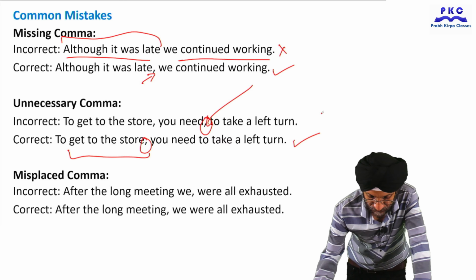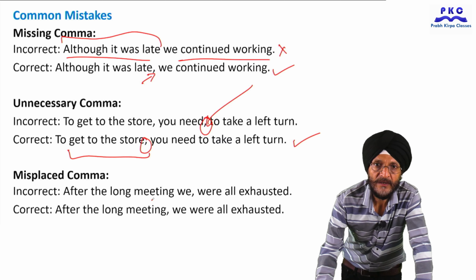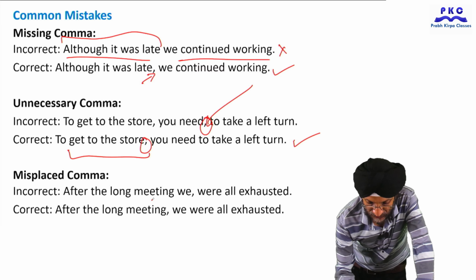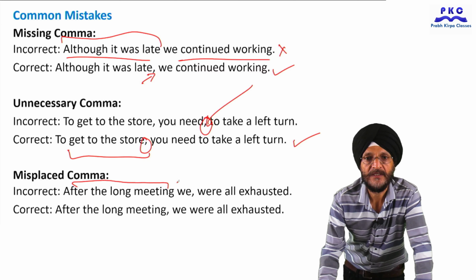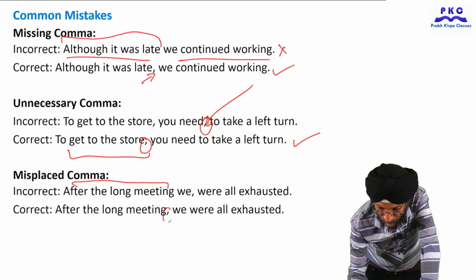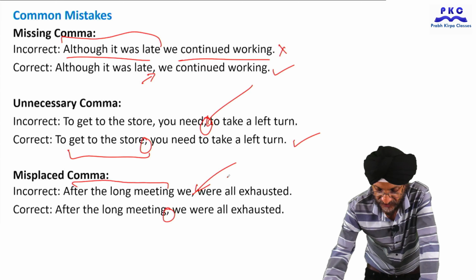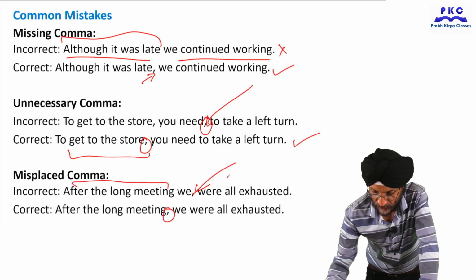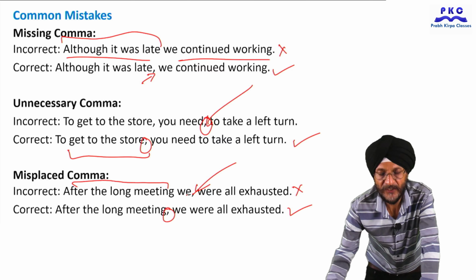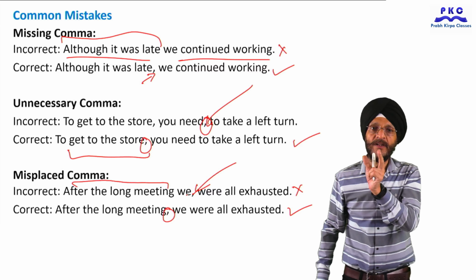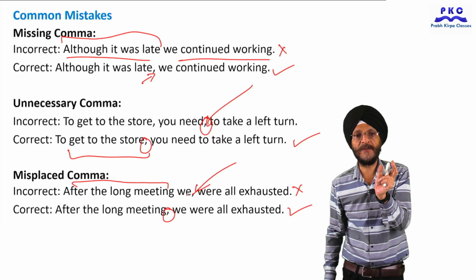Misplaced comma. After the long meeting, we, comma, were all exhausted. After the long meeting is the introductory phrase, and after that we have to insert a comma, which is the introductory comma. This comma after we is wrong, so it is a wrong sentence. In the second sentence, after the long meeting, comma, we were all exhausted, the comma has been properly placed after the introductory phrase.